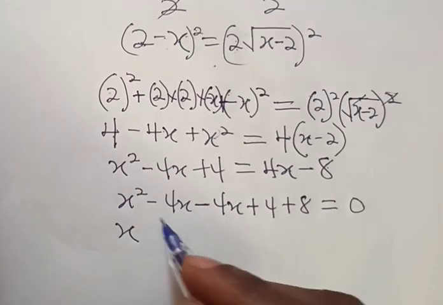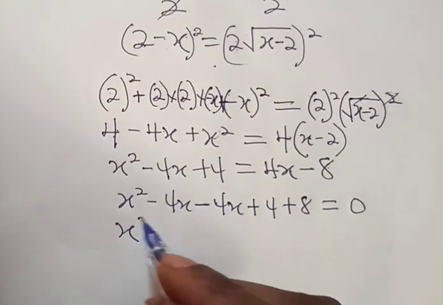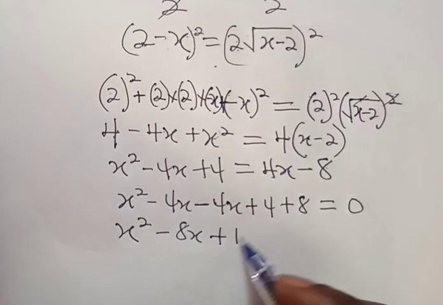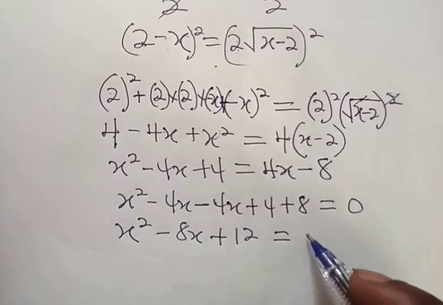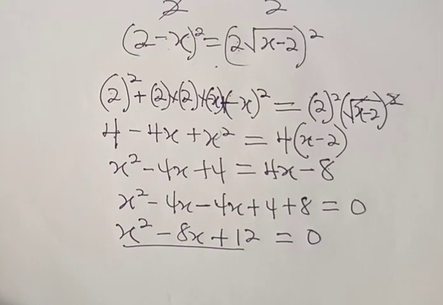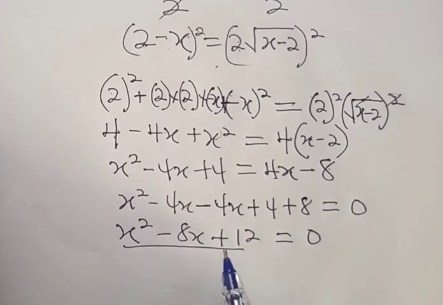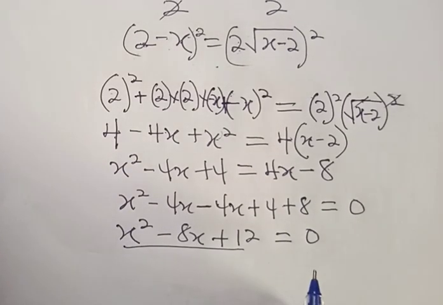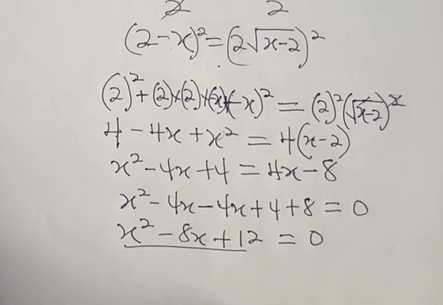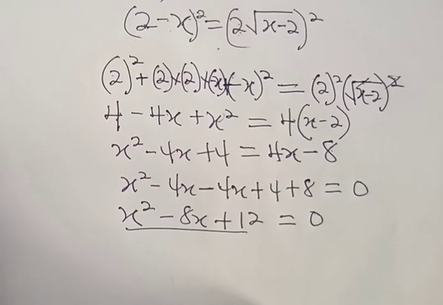So I can reduce it. This one will be negative what? 8x plus 12, which is equal to 0. Okay, so this gives us what? Quadratic equation. So for quadratic equation, we can solve this using what? Factorization method. You can also use quadratic formula, or we can use completing squares. Have you gotten that? Great. So we are using factorization method.